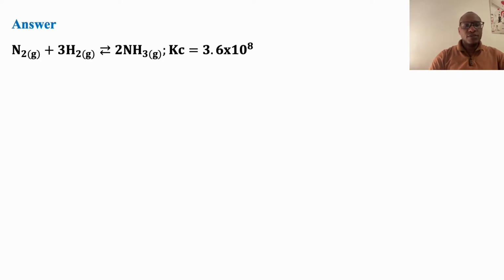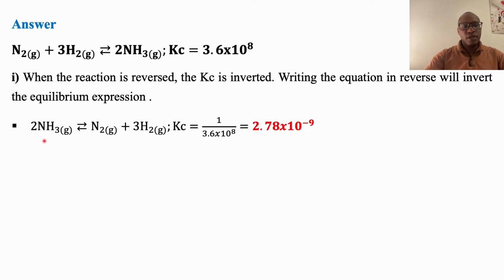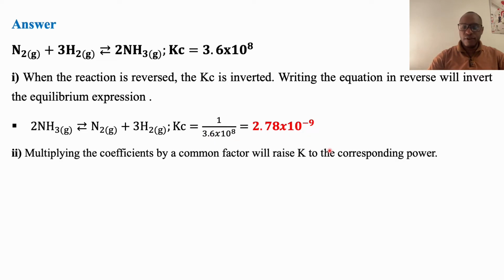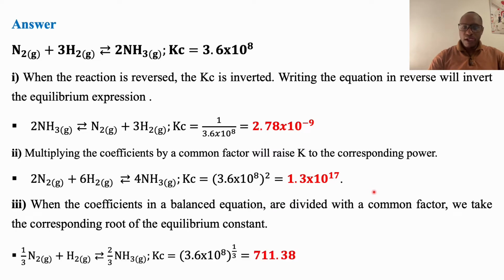So let's see the answer. This is the answer for this one. When the reaction is reversed, the Kc is inverted. So that is what we are doing. So here, the number I, that's what we did. We are inverting the Kc, and we get this value. Then they have multiplied by 2 for the second equation. That means we also need to raise Kc to the power of that value. Then you get this one. Then for the last one, they have divided by 2. It's like raising the power of 1 over 3, or taking the cube root of that value.